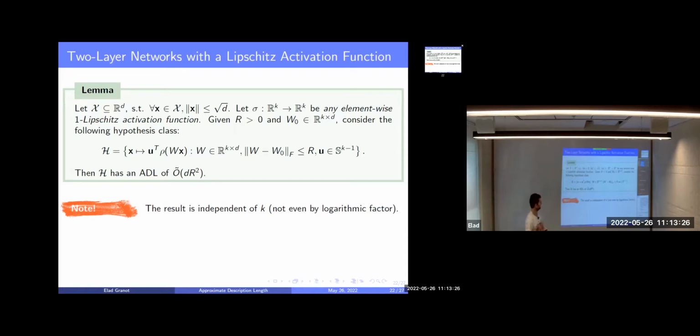And one more interesting note is that this result is width-free. So we don't care what the width of the function is, what k is. The bound is the same, not even up to a logarithmic factor. So it's width independent. And I want to show you the proof for two layers, first because I think it's a nice construction, and second because I want you to see if you can catch how we avoided using the width, how we get a width-free result.